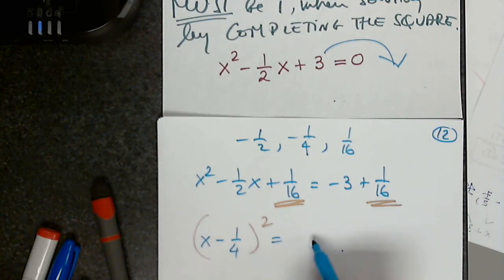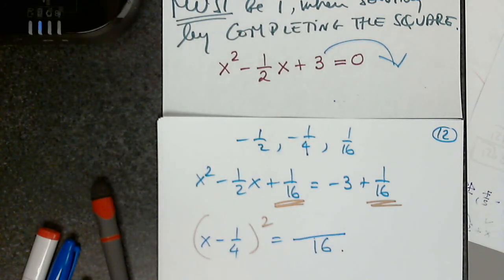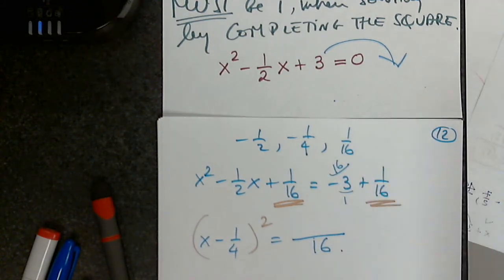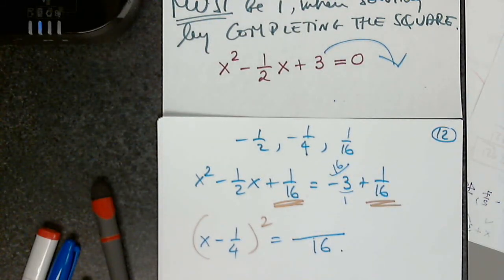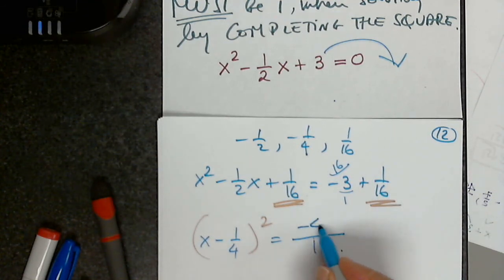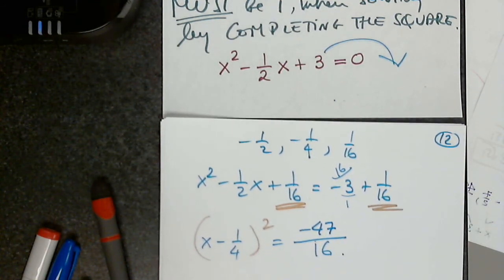Perfect. The right-hand side has to have the least common denominator of 16. So the top, since it's over 1, has to get a 16. Negative 3 times 16 is negative 48 plus 1, negative 47. Are we okay? Everyone?